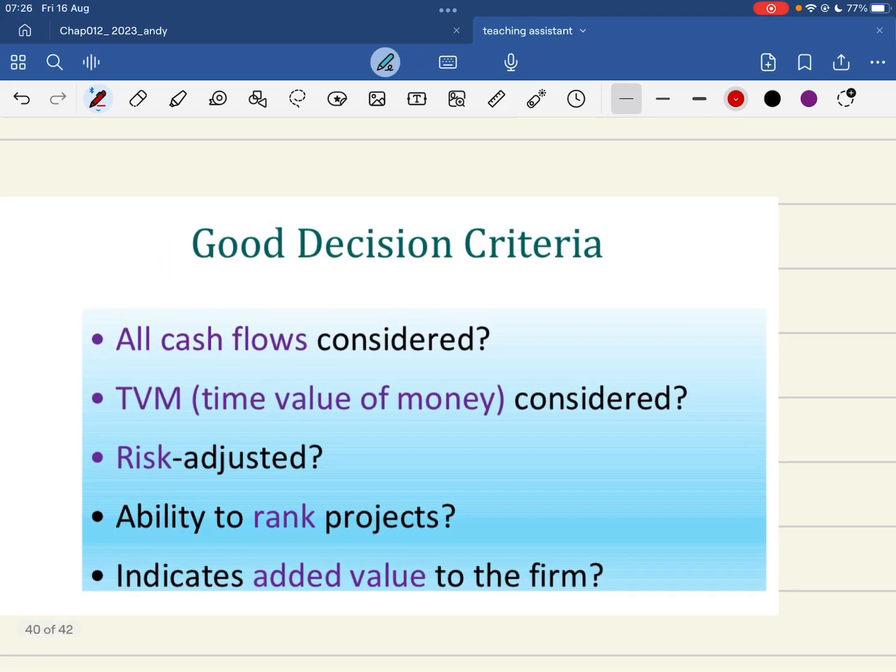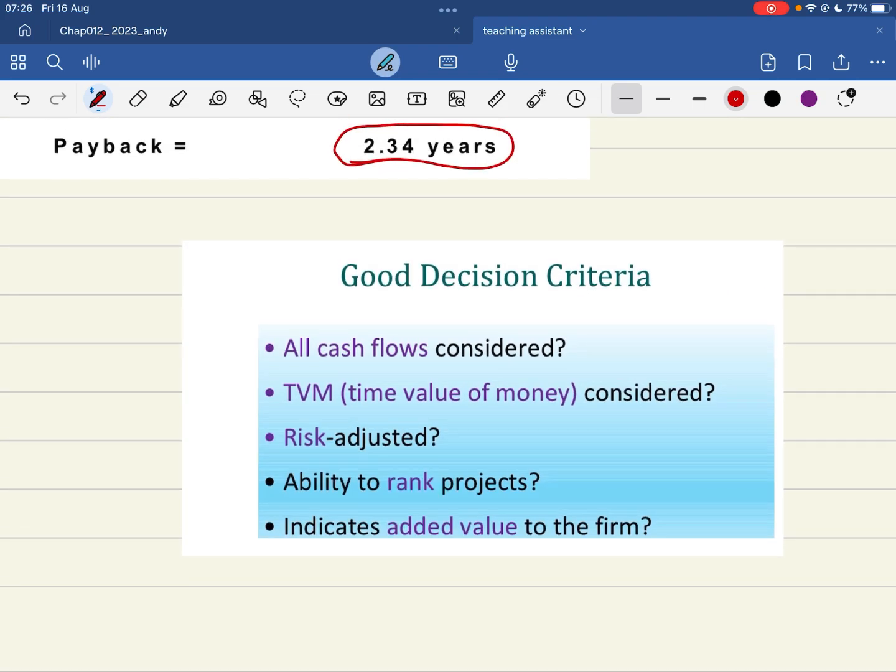But let's take a look at the whole. Should we use payback period as our primary decision rule? Are the cash flows considered? Yes. Is the time value of money considered? Definitely no, because they are not discounted based on the market condition. Is it risk adjusted? Definitely no. There's no required return. Do we have the ability to rank the projects? It's a yes and no.